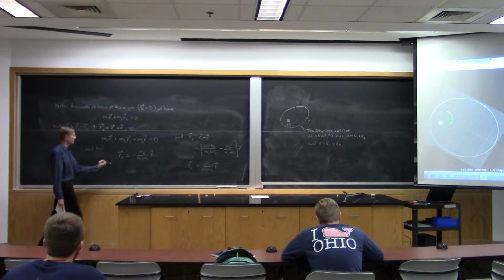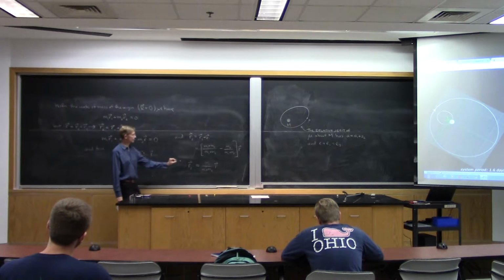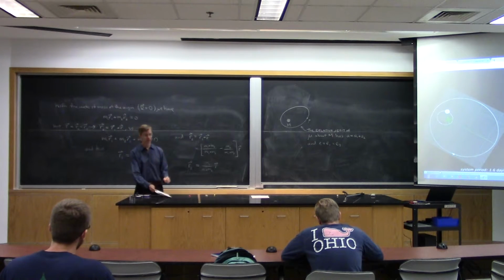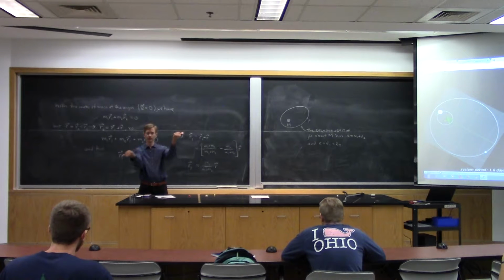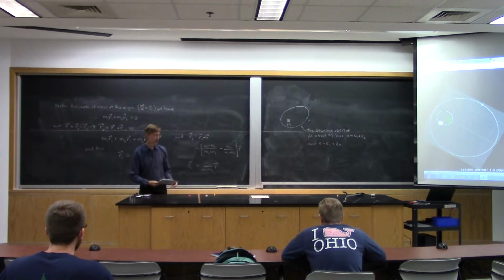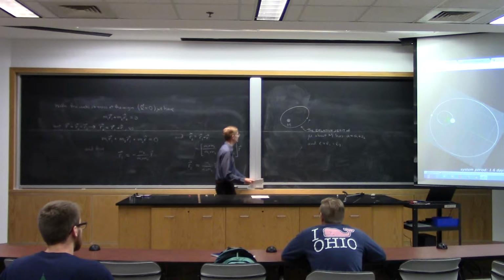And it makes sense that one of them has a minus sign and the other one has a plus sign, because remember, with the origin at the center of mass, the two position vectors have to be going in opposite directions. So one of them is going to need the minus sign and the other one's going to need the plus sign.